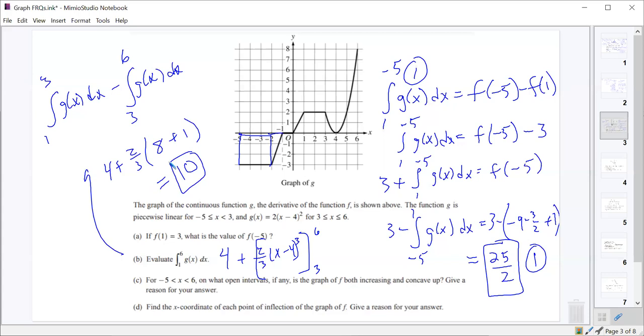And even though part A seems a lot more difficult, and it was only worth 2 points, part B, which should have been much easier, was worth 3 points. 1 point if you recognize it needed to be split into 2 pieces. 1 point for correctly taking that antiderivative, and 1 point for getting 10 for your final answer. Good or no?